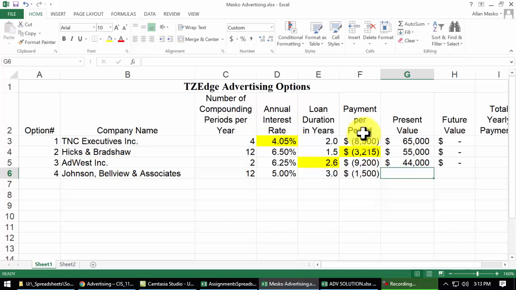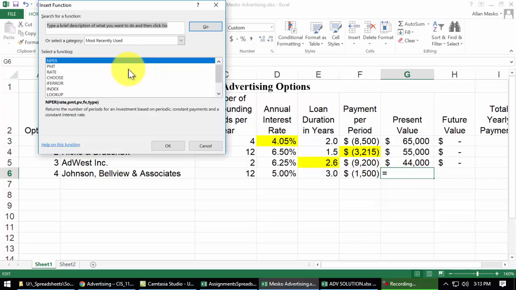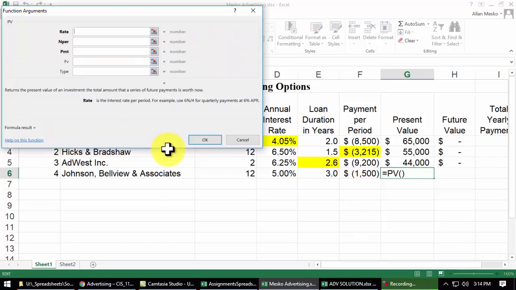And that would be the present value. And guess what? There's a present value function. All those parameters in the payment function have their own functions that we can find if we already know the payment and the other parameters. So we want the present value here, which is PV. And we just fill in the numbers.